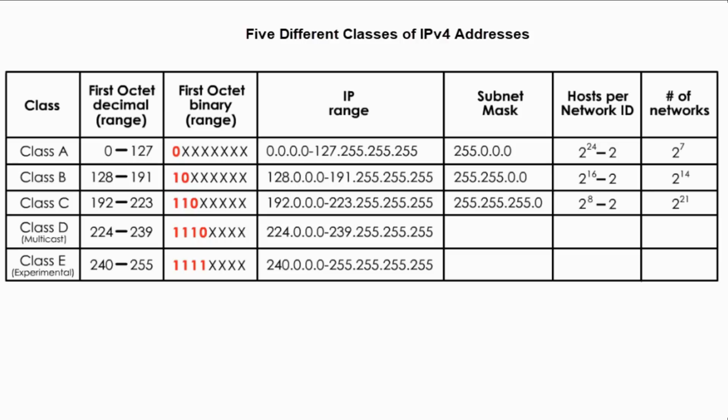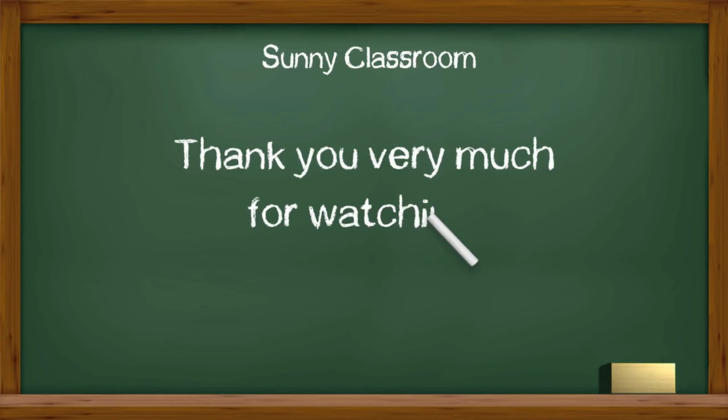You may say, wait a minute, your table is different from the one in my textbook. For example, my textbook says the Class A first octet ranges from 1 to 126, but you are telling me its range is from 0 to 127. Why? Well, that's a great question, because my table does not exclude some special IP addresses, which I will talk about in my next video.